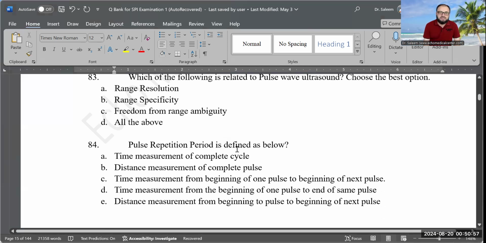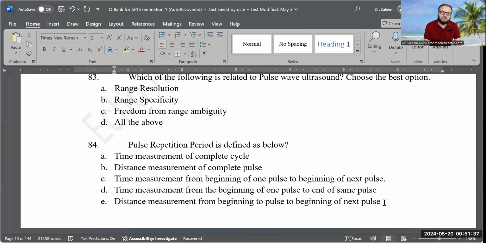Next question. Pulse repetition period is defined as below. What is the definition of pulse repetition period, or PRP? Is it a time measurement of a complete cycle? Is it a distance measurement of a complete cycle? Is it the time measurement from the beginning of one pulse to the beginning of the next pulse? Is it the time measurement from the beginning of a pulse to the end of that pulse? Or is it the distance measurement from the beginning of one pulse to the beginning of the next pulse? So which one do you think is the correct answer?